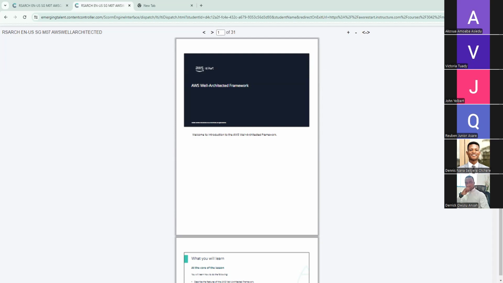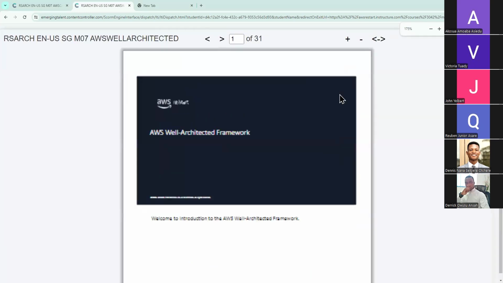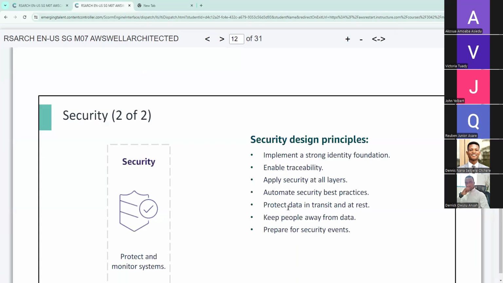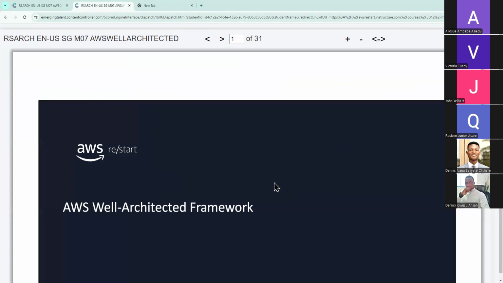All right, the well-architected framework. Why is this thing below? Just reload it. Okay.